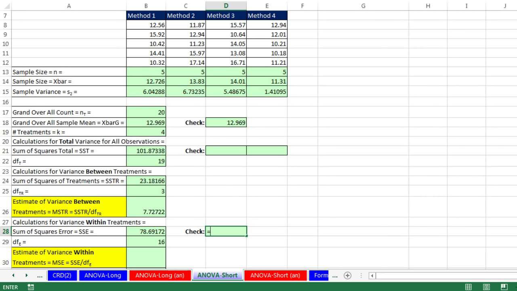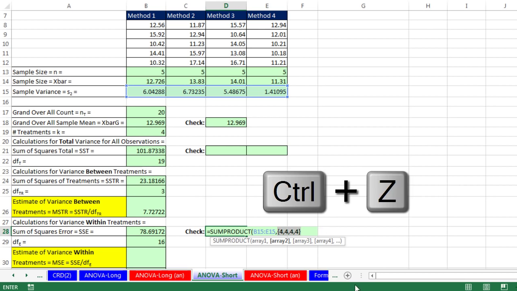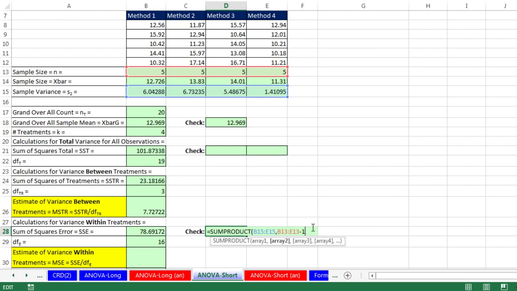So you ready? Equals sum product. I simply take the variance. Remember, this is the variance within each method or treatment, comma, and then I'm going to take each one of those, and I need to subtract 1 from each one. So I do another array calculation. And you could prove that to yourself. F9, and you see it gives us 4, 4, 4, 4. So it took the 1 and subtracted from each one of the 5s. Control Z.